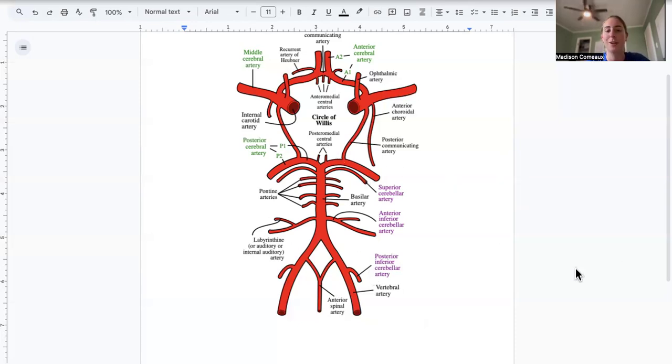So that was my brief summary of the Circle of Willis and 3 of the main arteries included in the Circle of Willis.